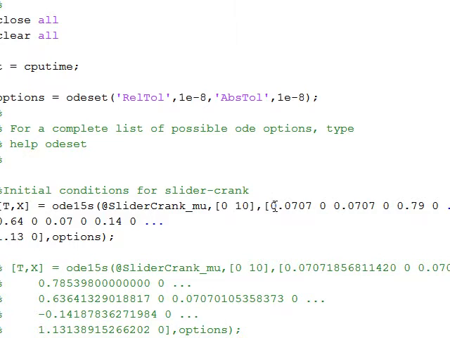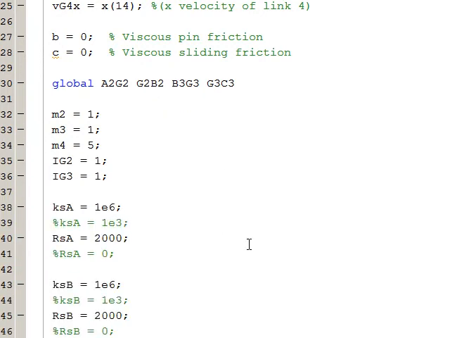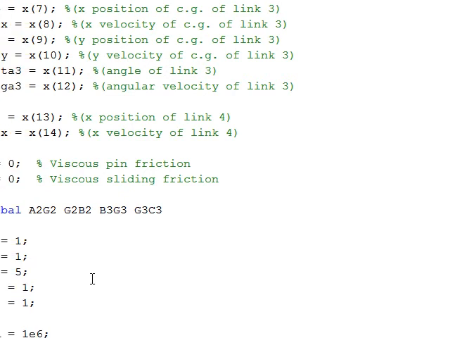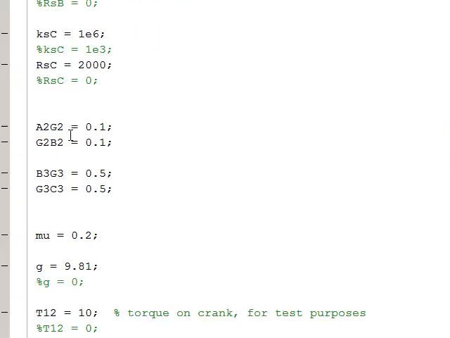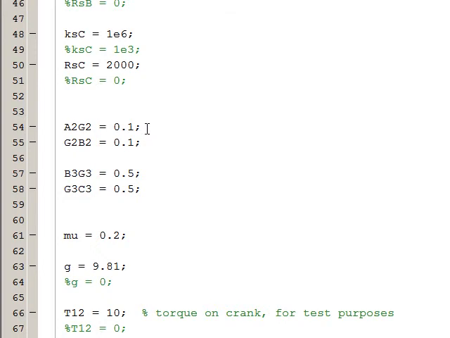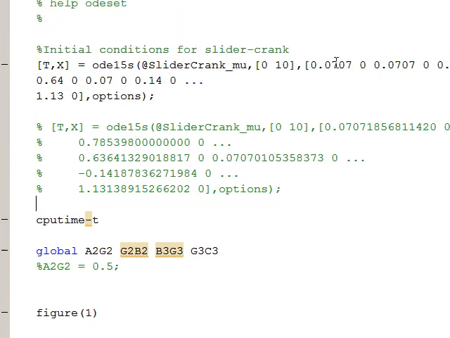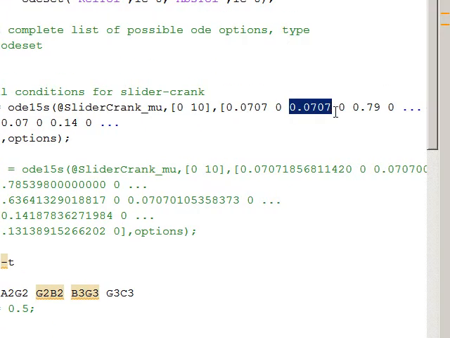I think the crank length was what? The crank length, that's got to be in here somewhere. Where did I define all those geometric parameters? Okay, so the crank length is 0.2, which means half the crank length is 0.1. So if I start the crank at 45 degrees, the x and the y initial positions are 0.0707.